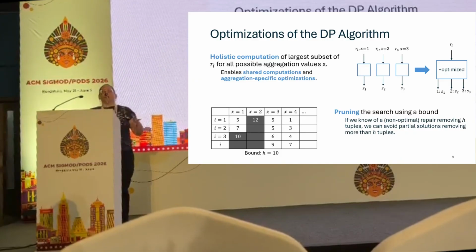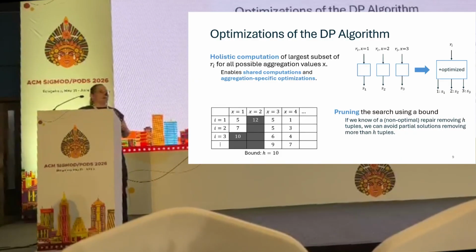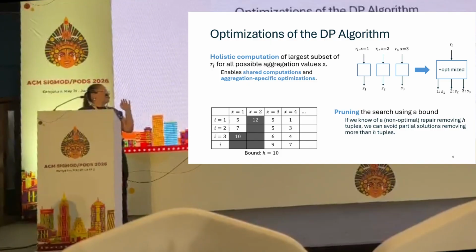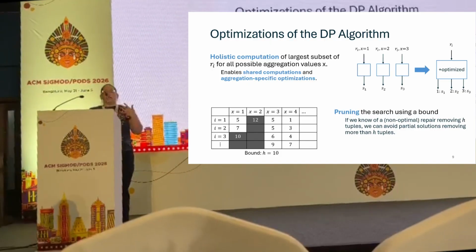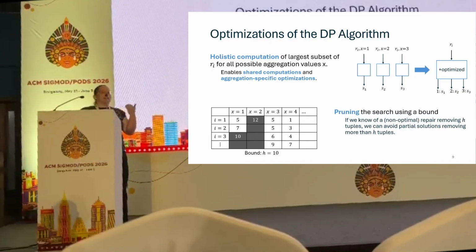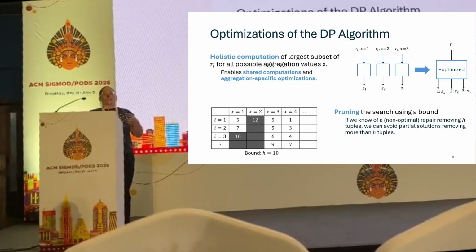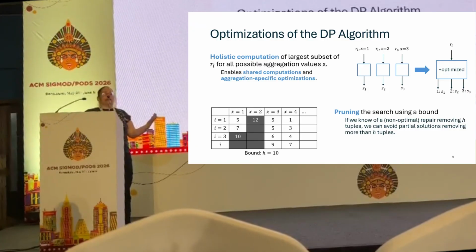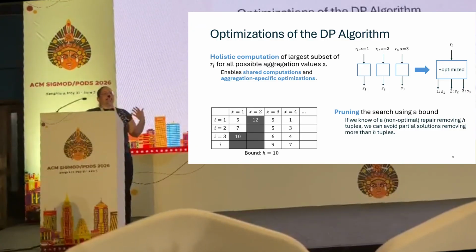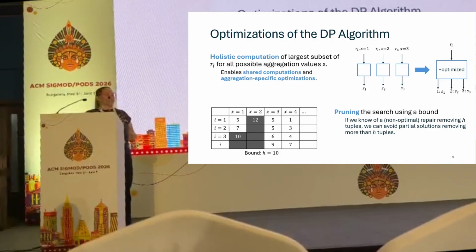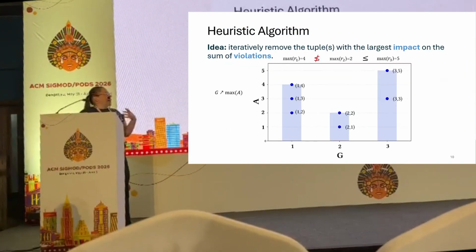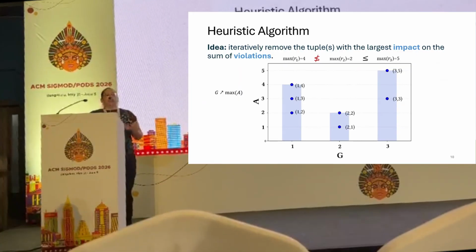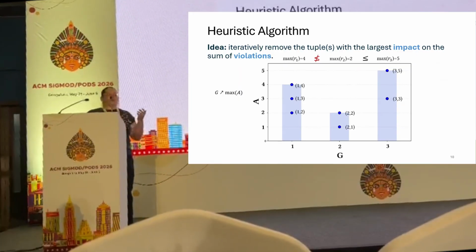So suppose we know of some non-optimal repair that removes h tuples. Then as we're searching for the optimal solution, we can avoid saving partial solutions if they already remove more than h tuples, since there is no way this is going to lead to the optimal solution. And how do we get such a bound? Using a heuristic algorithm which we developed.